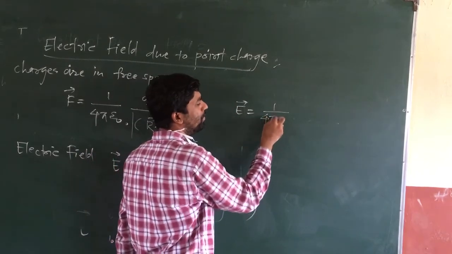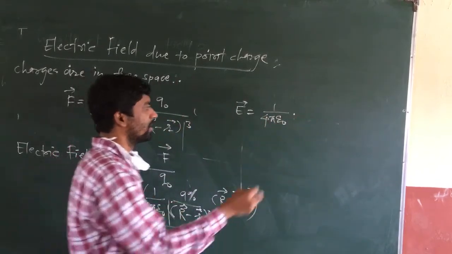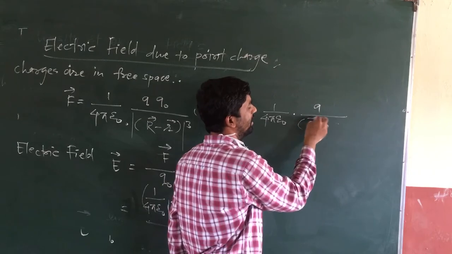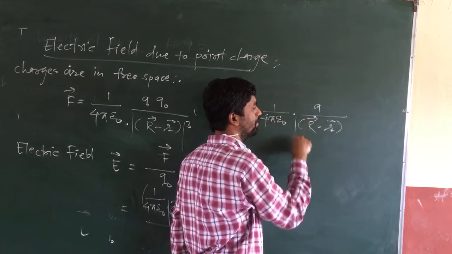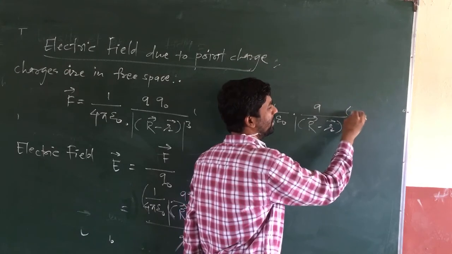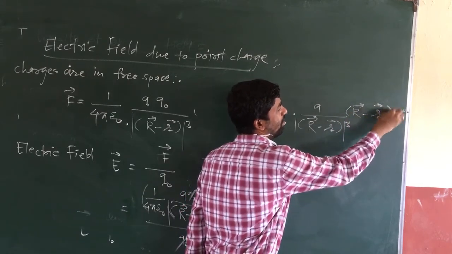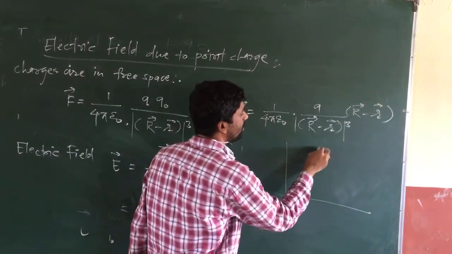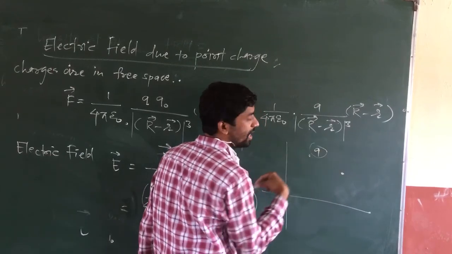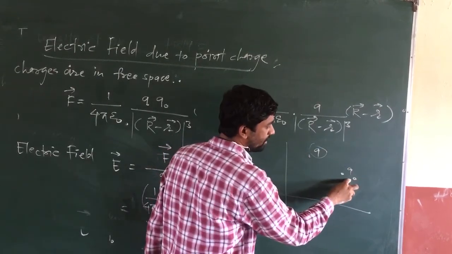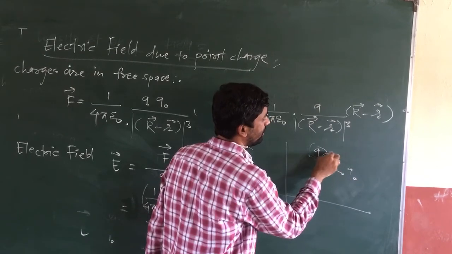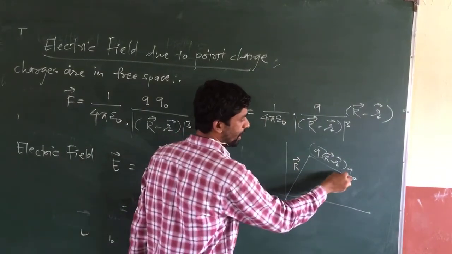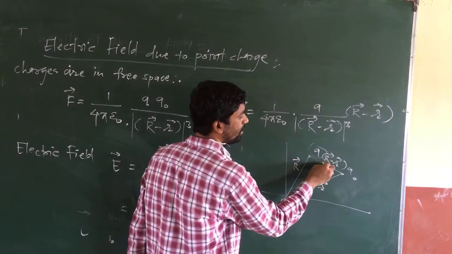The electric field E vector is equal to 1 upon 4 pi epsilon naught, Q divided by, this Q naught will get cancelled, the magnitude of capital R vector minus small r vector, into, what is the vector here? Capital R vector minus small r vector. So this gives you the electric field due to this source charge on the test charge, which is at a distance of capital R vector minus small r vector, where capital R is the position vector of charge Q and small r is the position vector of the test charge.